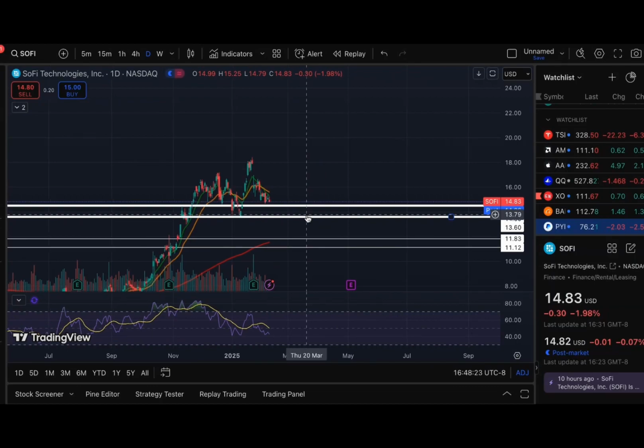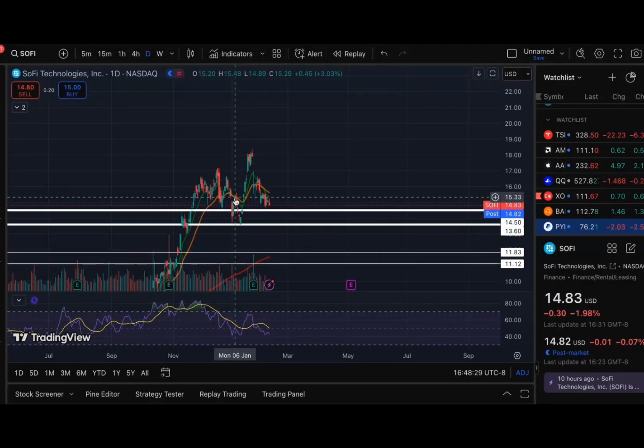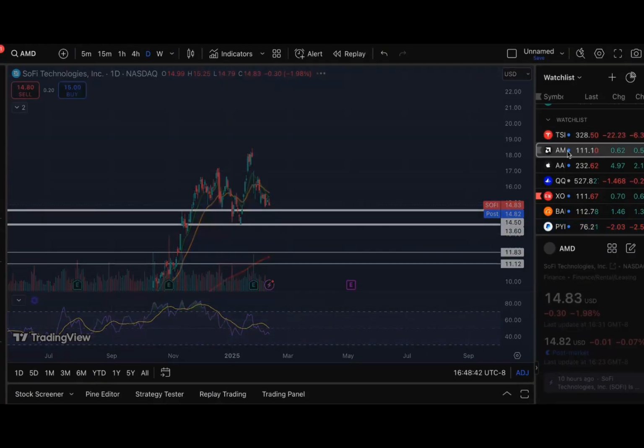Again, I like SoFi. I know that the CEO Anthony Noto knows what he's doing. This is a great company. So if you don't believe in the technicals, look at the fundamentals and then get yourself some peace from that. It doesn't matter if you're trading Nvidia, ARM, whatever you're trading, AMD. AMD, this company is disrespected.